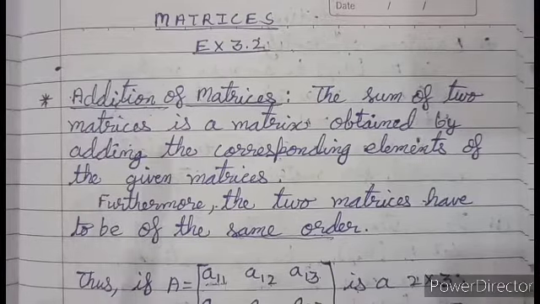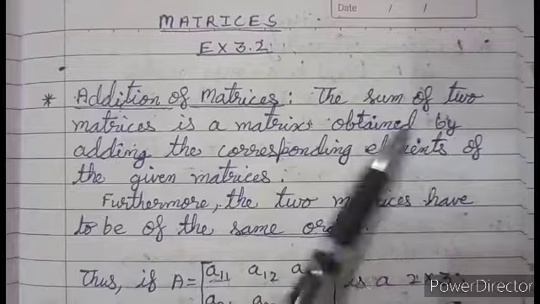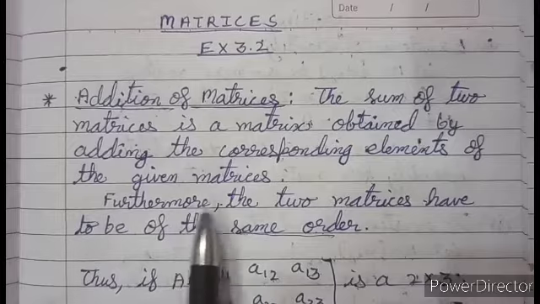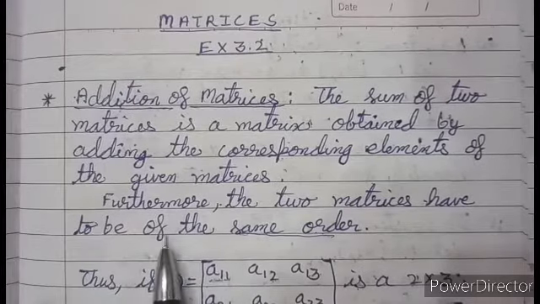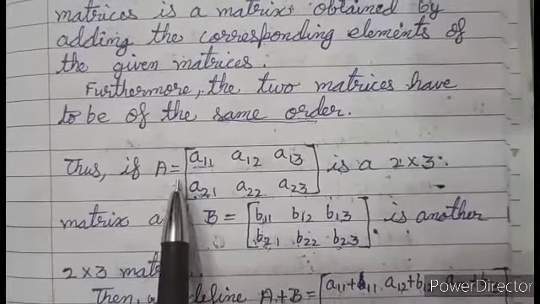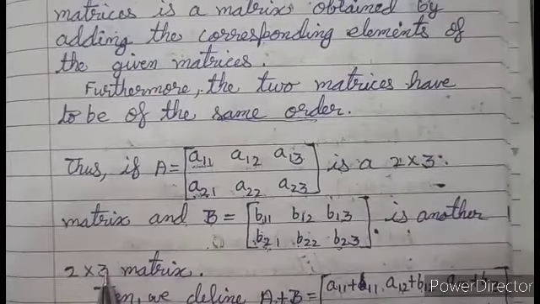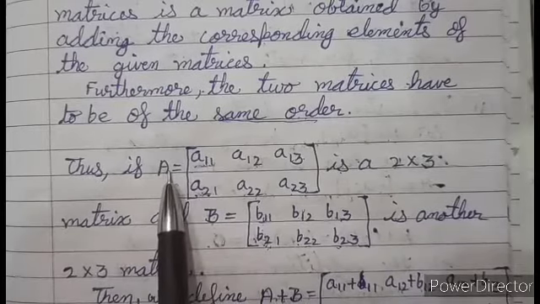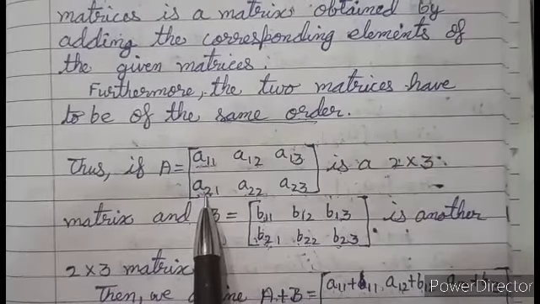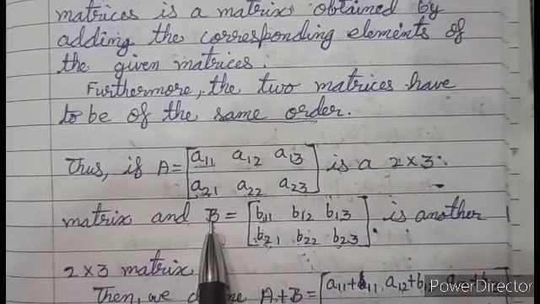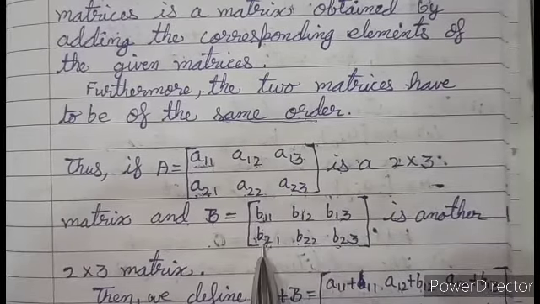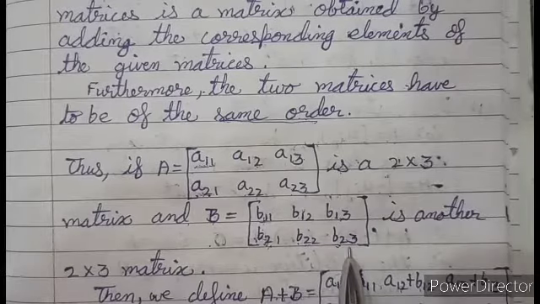The sum of two matrices is a matrix obtained by adding the corresponding elements of the given matrices. Furthermore, the two matrices have to be of the same order. Now here I have taken two matrices A and B of the same order 2 by 3. The first row of matrix A is A11, A12, A13 and the second row is A21, A22 and A23. Similarly, the first row of matrix B is B11, B12, B13 and the second row is B21, B22, B23.